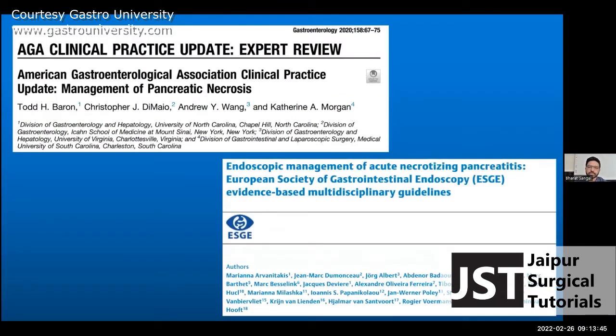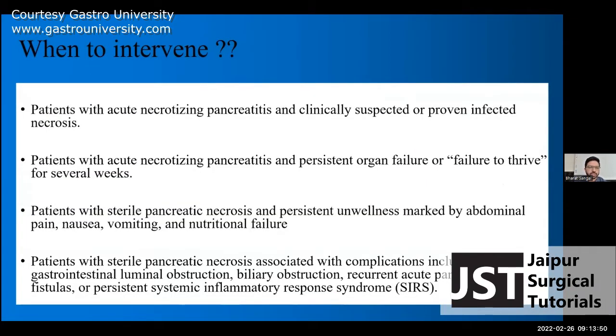Now, after that, there have been various guidelines presented by the American and the European associations, which suggest when to intervene. First are patients with acute necrotizing pancreatitis with clinically suspected or proven infected necrosis; patients with necrotizing pancreatitis and persistent organ failure or failure to thrive for several weeks; patients even with sterile necrosis and persistent unwellness marked by abdominal distension, pain, nausea, vomiting, and inability to take orally; and patients with pancreatic necrosis associated with other complications such as luminal obstruction, biliary obstruction, recurrent acute pancreatitis, fistulas, or a persistent SIRS syndrome.